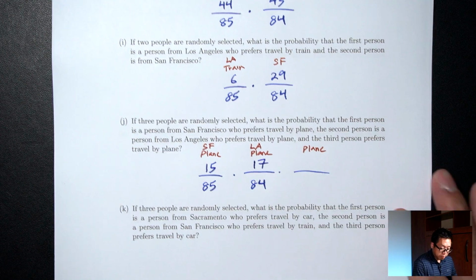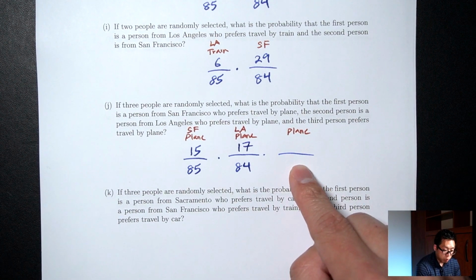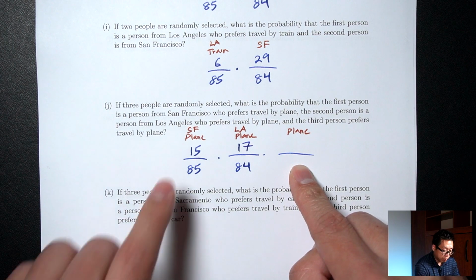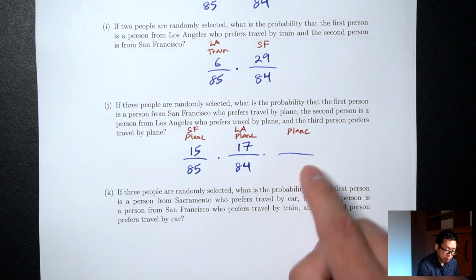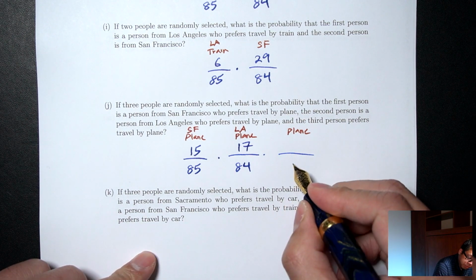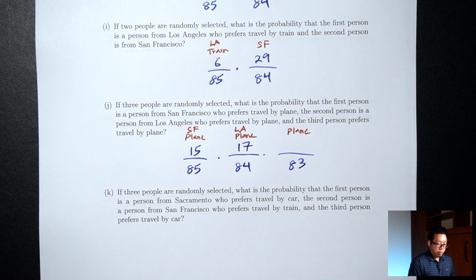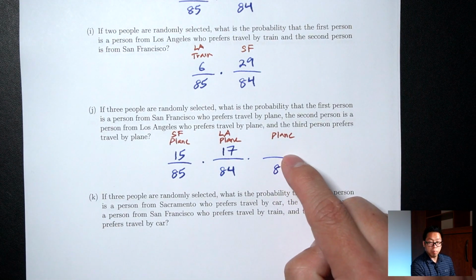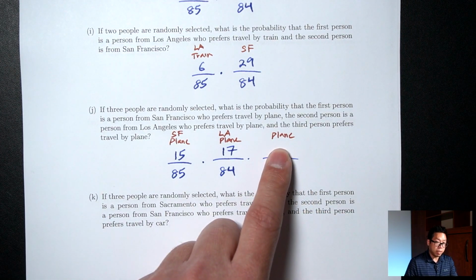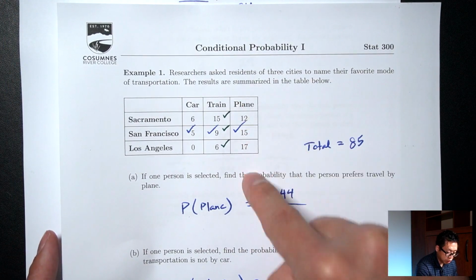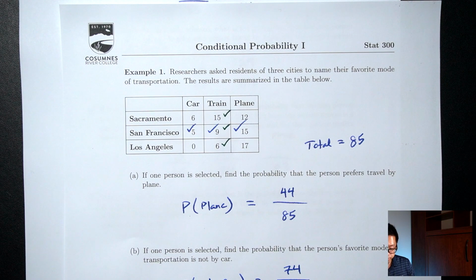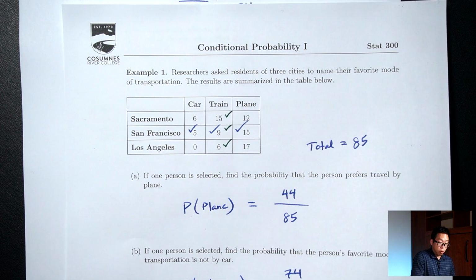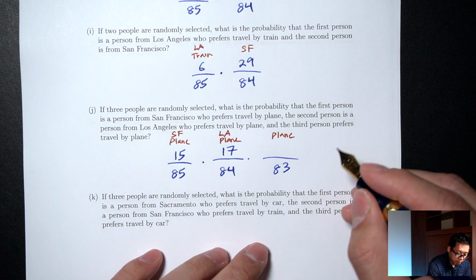And then the third fraction, for the bottom, once again, we don't have the full 85 anymore. We actually used 2 people already. So we should be down to 83 people now, total. For the top, plane. It doesn't state a city, so plane just means plane in general. So 12, 15, 17. That's 15 plus 17, and that's 44. So let me write that out here.